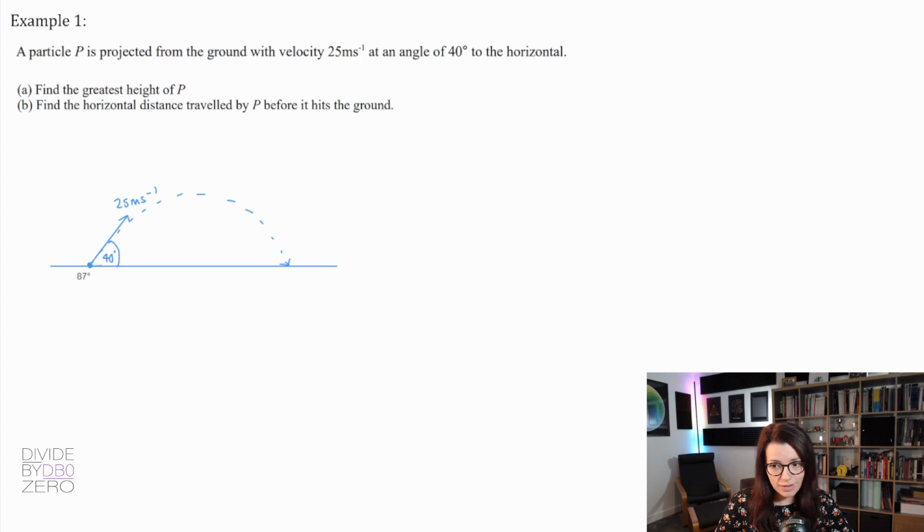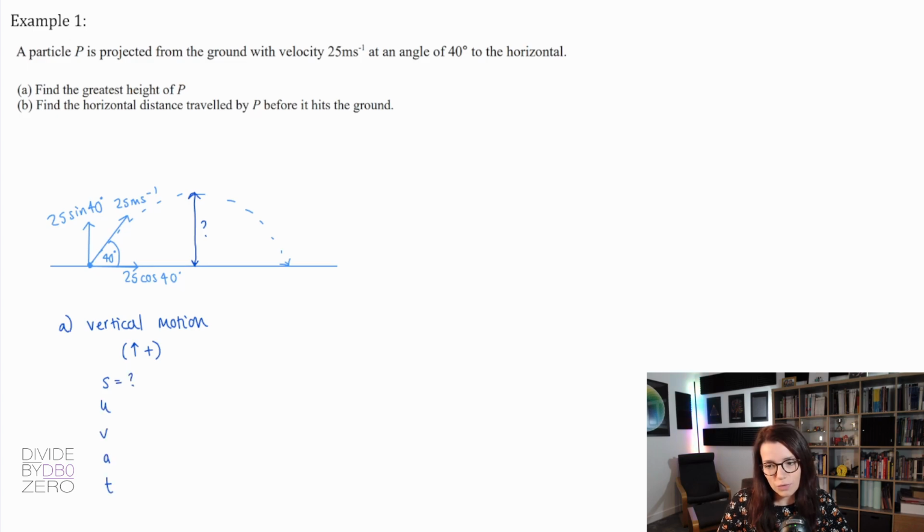At this point, I would write down the horizontal and vertical components of that initial velocity. So horizontally, we're going to have 25 cos 40 and vertically 25 sin 40. Part A, they want the greatest height achieved by the particle. So that will be this height here. Now we can do this by considering the vertical motion only. We take up as positive and then do a suvat.